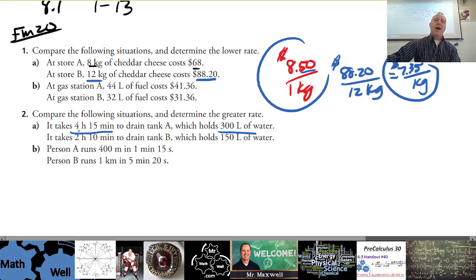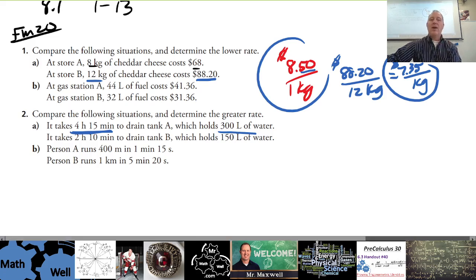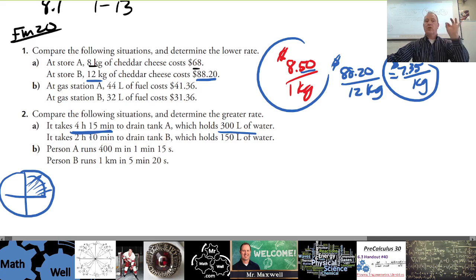So 4 hours and 50 minutes. We have to write 4 hours and 50 minutes either as hours or as minutes. Not a combination of both. You have to just pick one unit. So if you did hours, you would use the number 4.25 because 15 minutes is 1/4 of an hour. If you have a clock on the wall, 15 minutes is exactly 1/4 of an hour. So 4.25 hours would work.